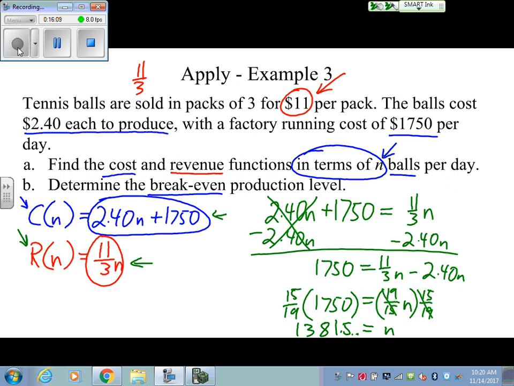Now, I can't sell 0.57 tennis balls, so I would need to round up to the next largest number of balls to make sure I'm selling enough. And so I'd have 1,382 tennis balls. And now you might say, I might even need to round up to 1,383 because they are sold in packs of 3, and that would be the least number of balls to sell a complete number of packs.